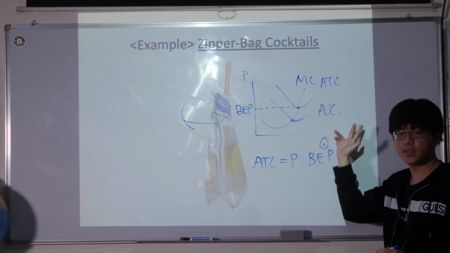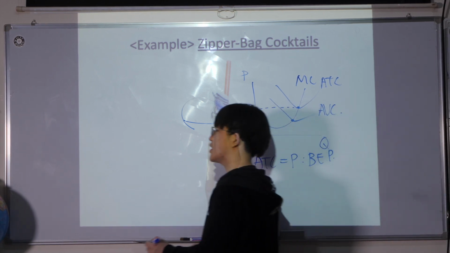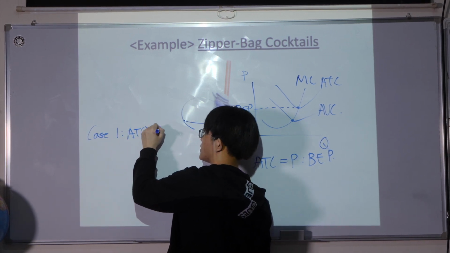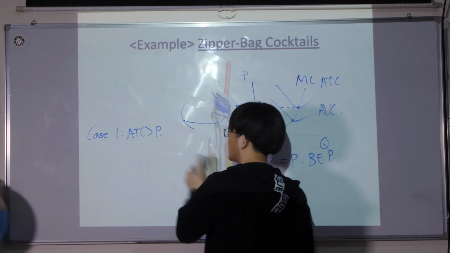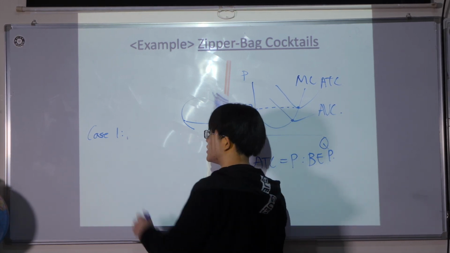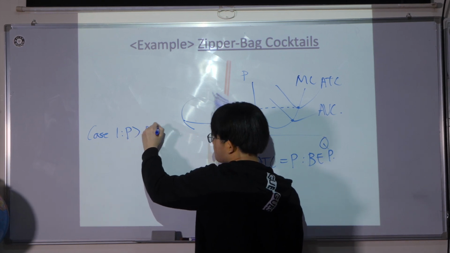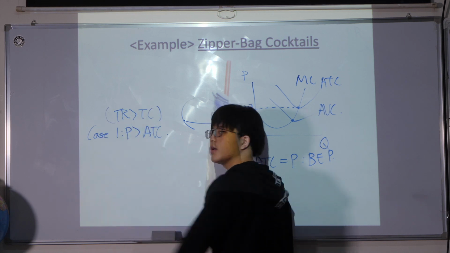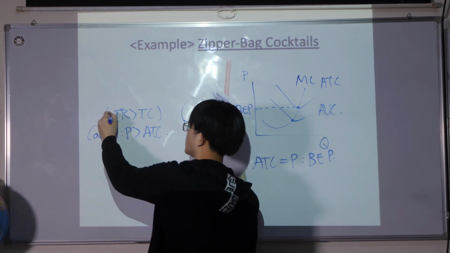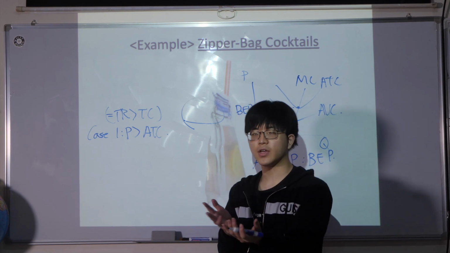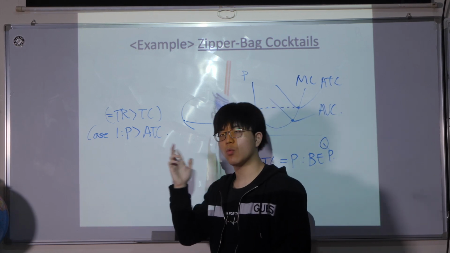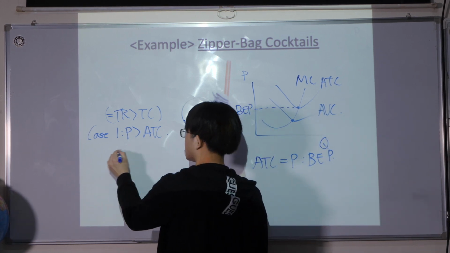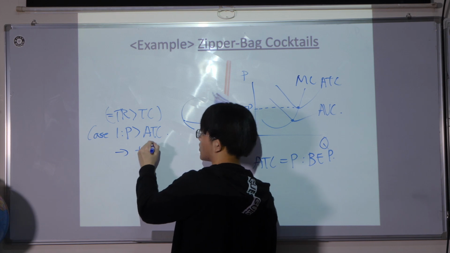However, case 1: when price is greater than ATC, this means that total revenue is greater than total cost. Because total revenue is greater than total cost, or the price that you can receive is greater than the average total cost, what it means is that you are now making economic profit. In this case, we have a positive economic profit.